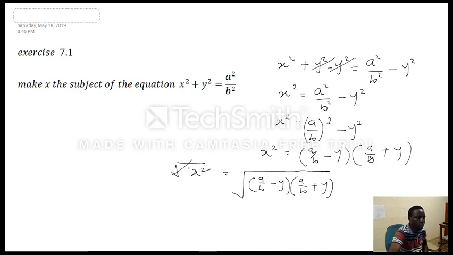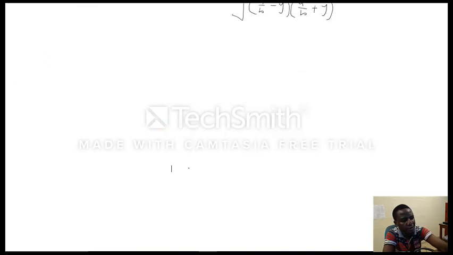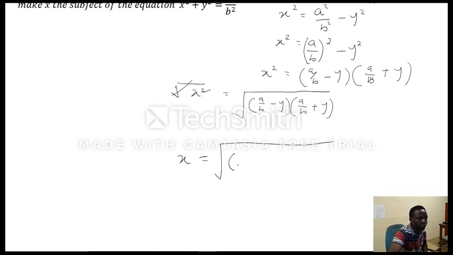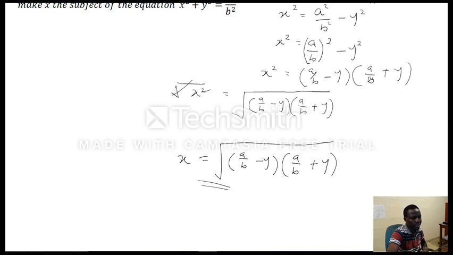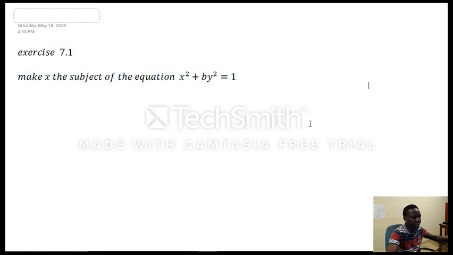Square root will cancel square, leaving us with x being equal to square root of bracket a over b minus y into bracket a over b plus y as our final answer. Let's take the second to the last example, which we have as this.